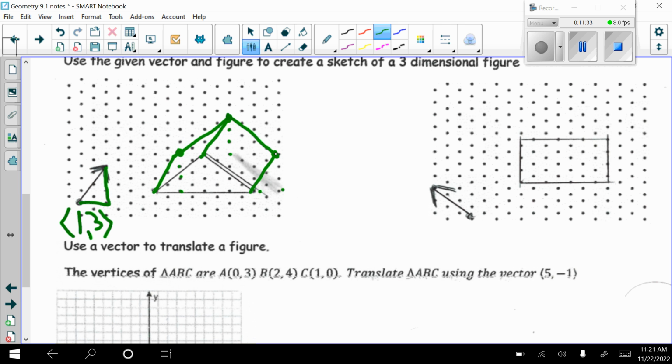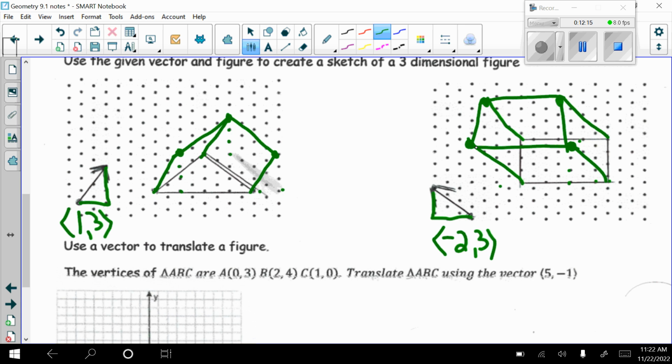We'll try that again. So on this one, my vector, I go over 1, 2, and then up 1, 2, 3. So I went left 2, up 3. So if I go left 1, 2, up 3, there's that new point. I start here and I go left 2, up 3, there's my new point. Starting here, left 2, up 3, puts me right here. And again, this gets connected here. This one connects here. And then I can connect to make my three-dimensional figure.